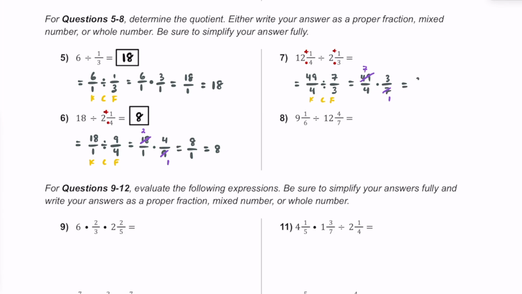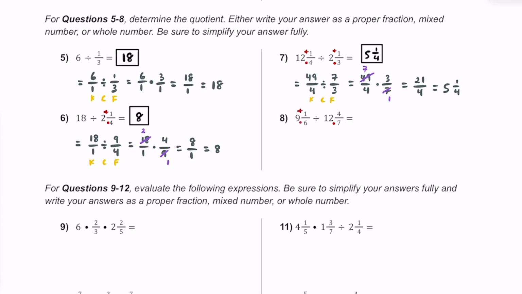7 times 3 is going to be 21 for the numerator, and 4 times 1 is going to be 4 for the denominator. Now, 4 goes into 21 5 times with 1 left over, so we're looking at 5 and 1/4. So that would be our quotient here. So we now know that 2 1/3 fits inside of 12 1/4, 5 1/4 times. For number 8, let's go ahead and turn these mixed numbers into improper fractions first, right?